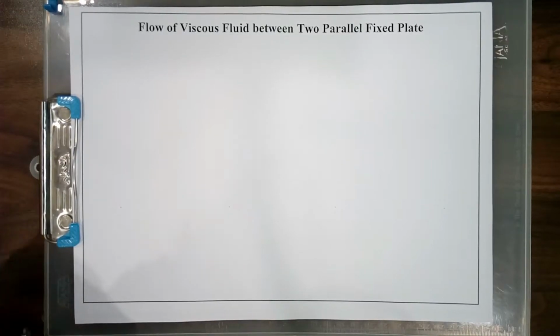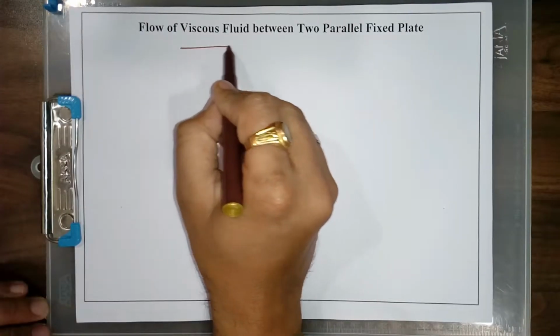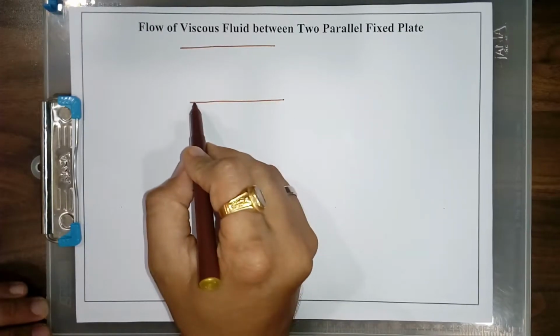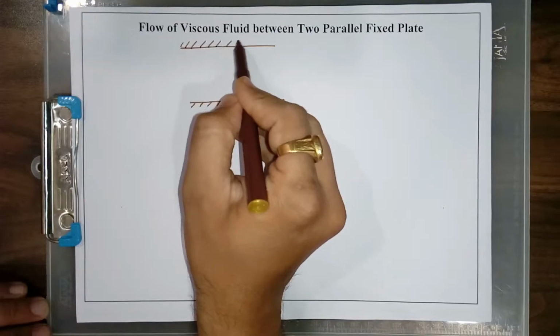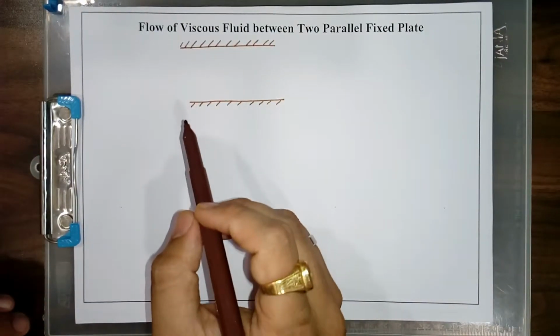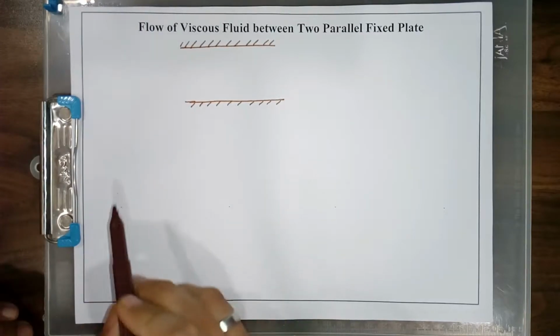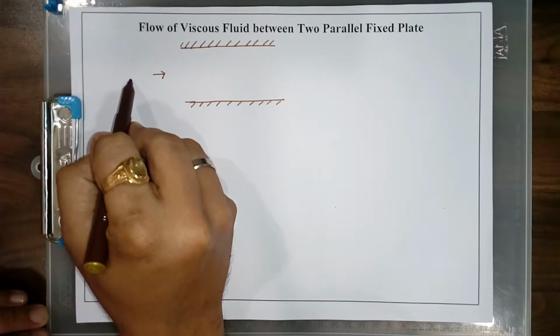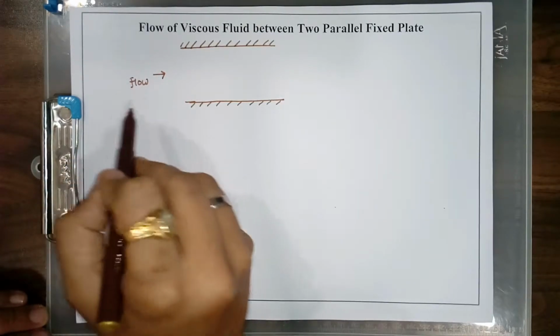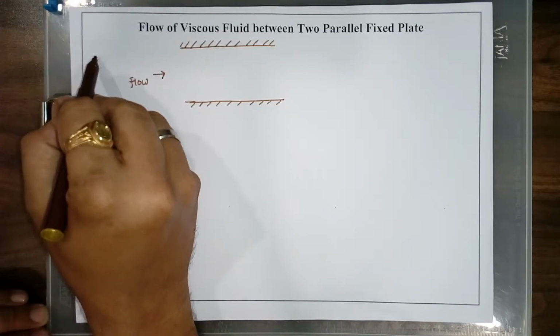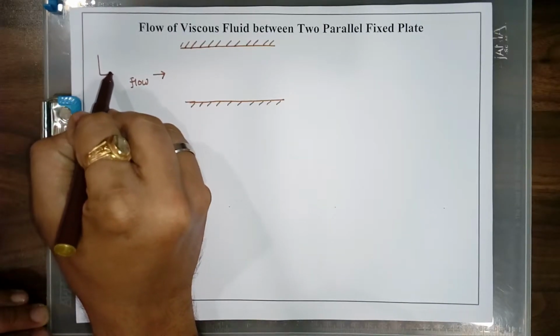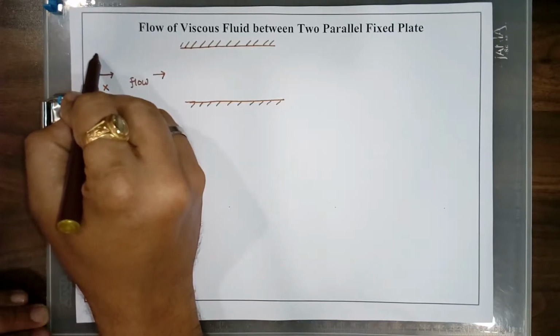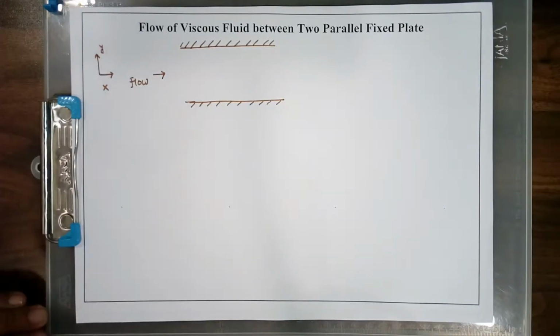Welcome dear students. Today in this video lecture we are going to analyze the flow of viscous fluid between two fixed parallel plates. Let us first plot the diagram. So here we consider two fixed parallel plates, and in between them the flow of viscous fluid happens from left to right. So flow occurs in this direction, and we consider the dimension parallel to the direction of flow, that is x, and perpendicular to the direction of flow, that is y.